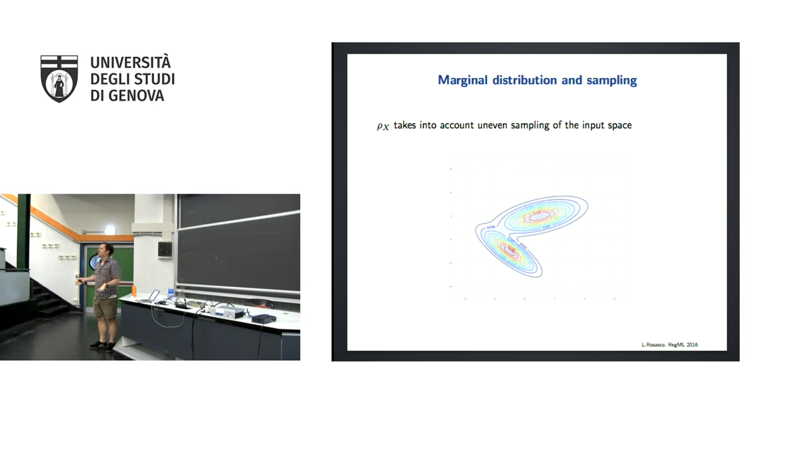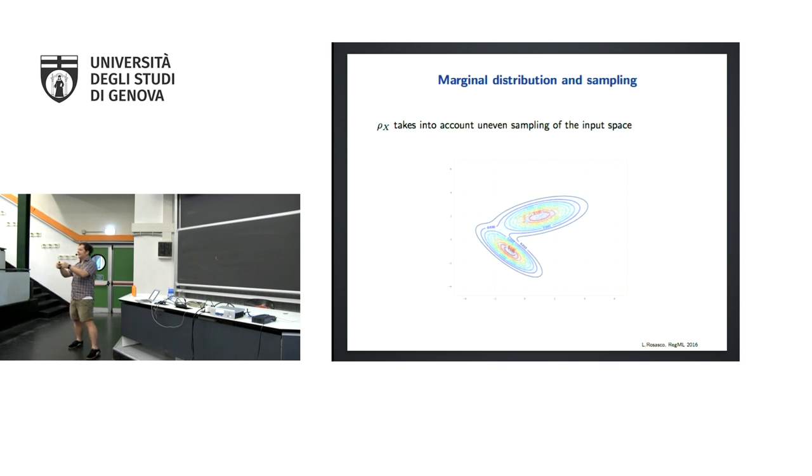What about the marginal distribution? Why do we care about putting a distribution on the input? Can we just say that there is no distribution there? Maybe I can choose points. Well, no. In machine learning, we typically assume that you cannot choose points. The points are given to you. So the marginal distribution accounts for the way in which the input points are given to you, and for the fact that there might be uncertainty in the way you pick these points.